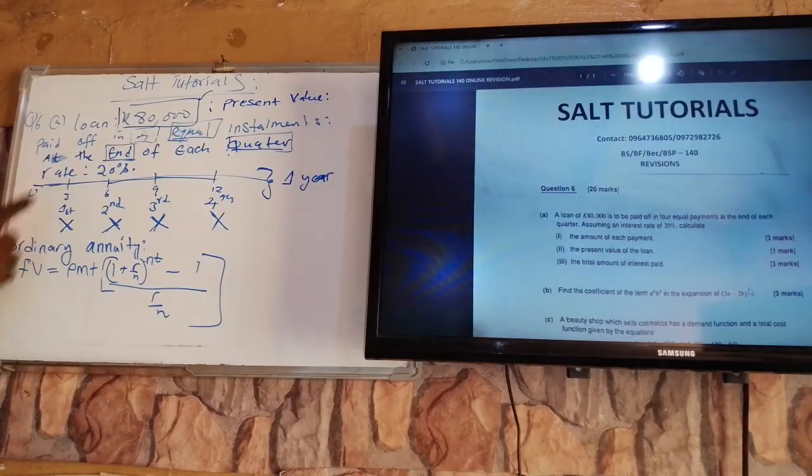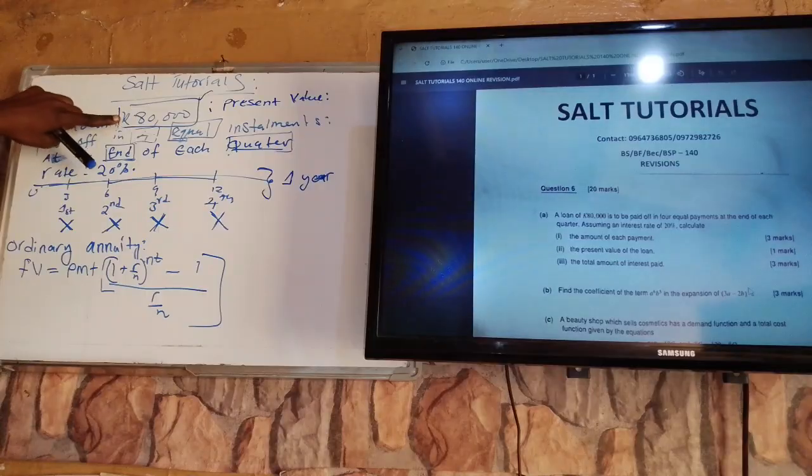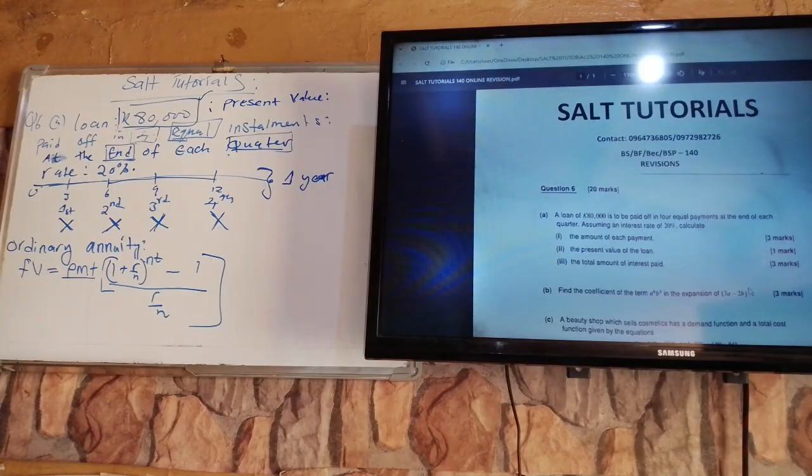But in this question, do you have the future value? You don't have the future value. What you have is the 80,000, which is the actual loan at the present right now. So it means this formula will not work because you want to find the PMT, which is the payments in intervals. So what do you do? You will have to use the present value formula. So what does the present value formula state?